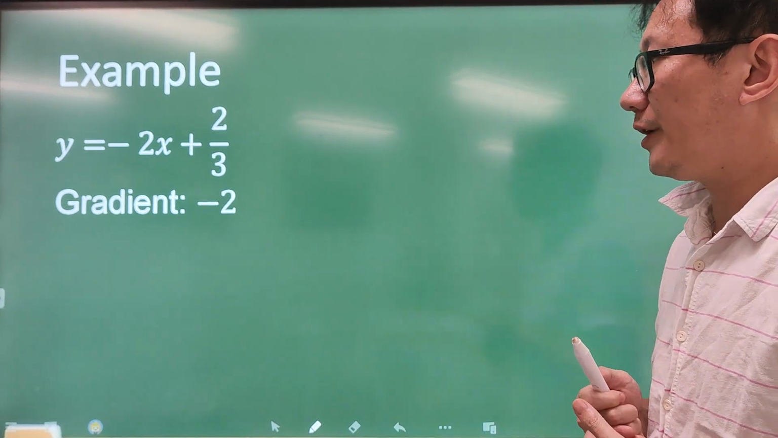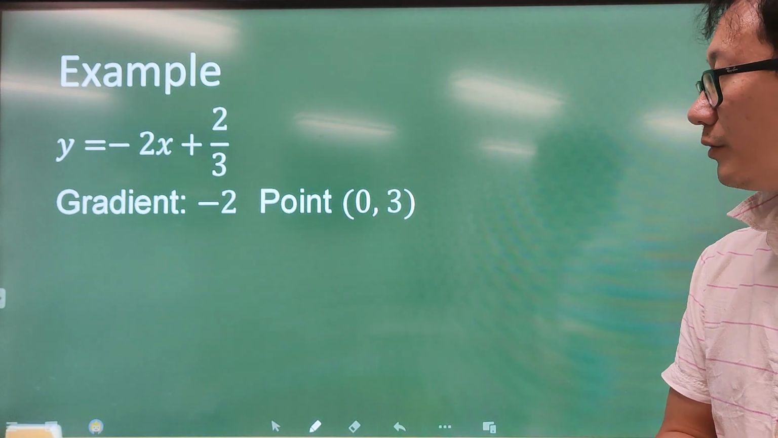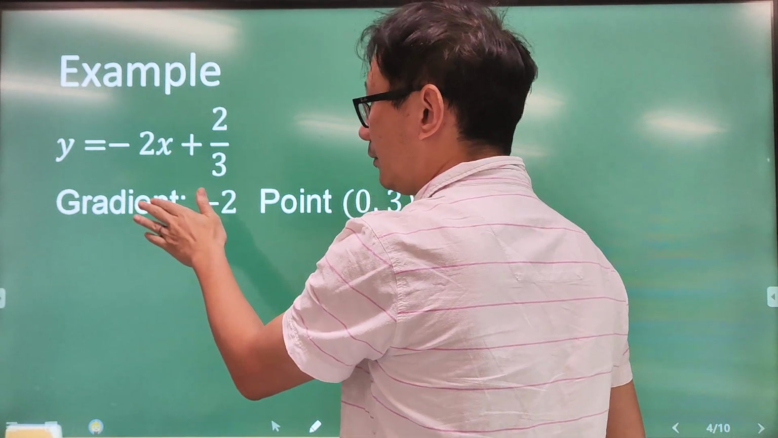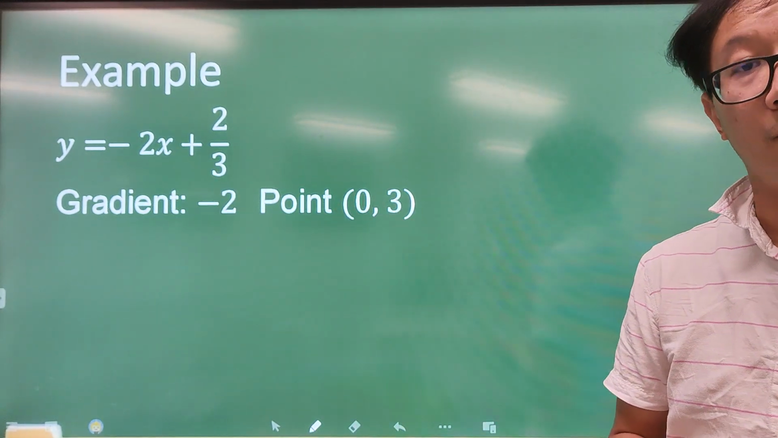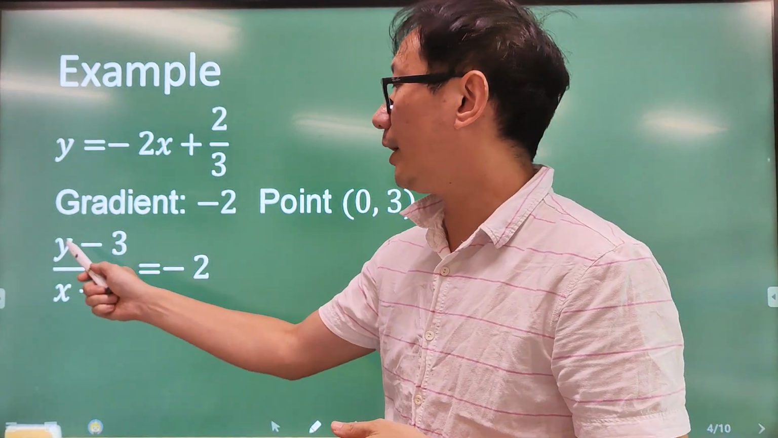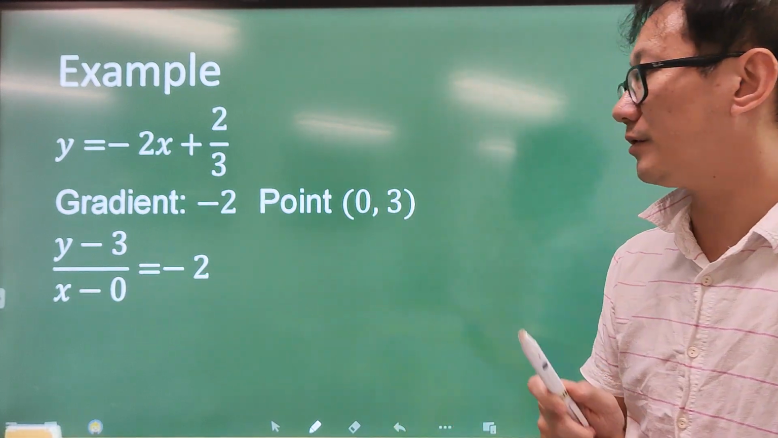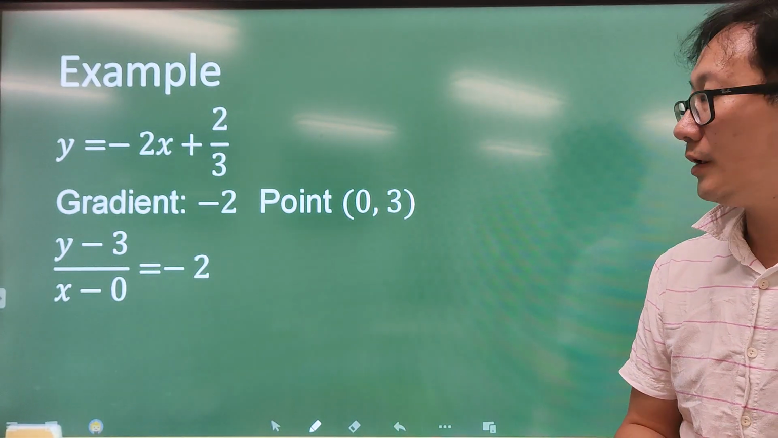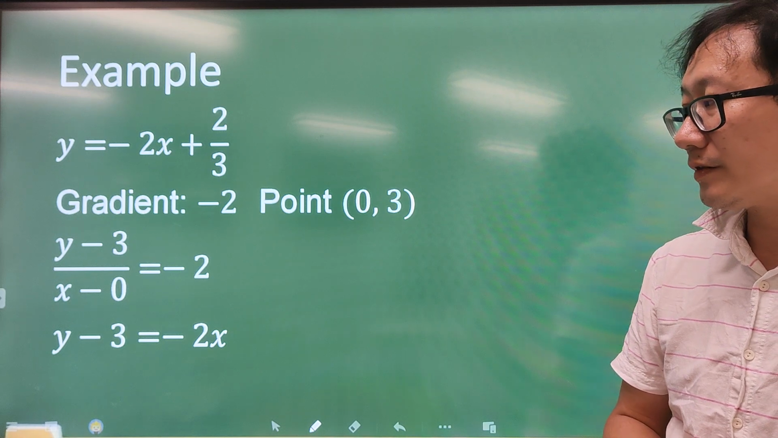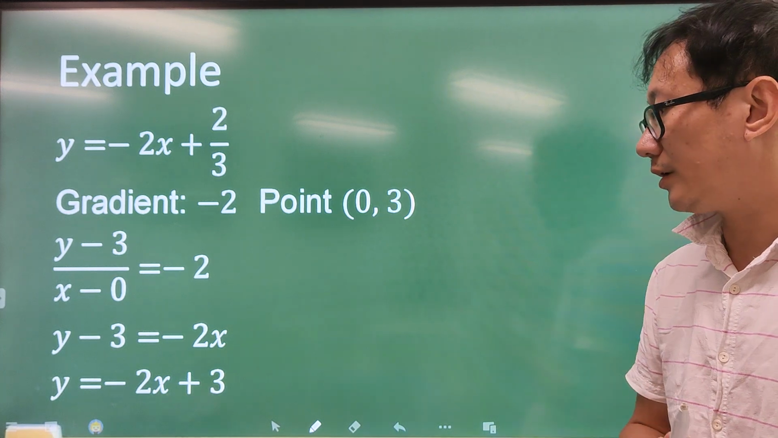We were also given a point on that line, that is (0, 3). We have a point, we have the gradient. We can therefore work out the equation. So let's go ahead and do that. Change of y, y minus 3, over change of x, x minus 0, is negative 2. Y minus 3 is negative 2x, so y is negative 2x plus 3. That is our equation.